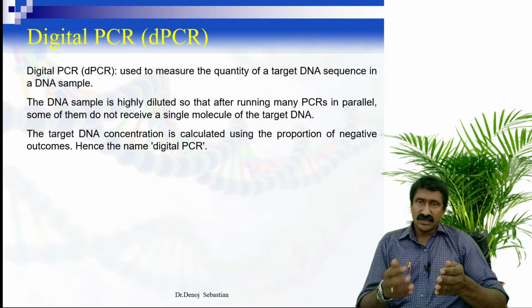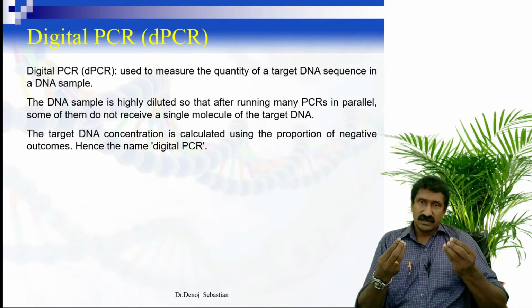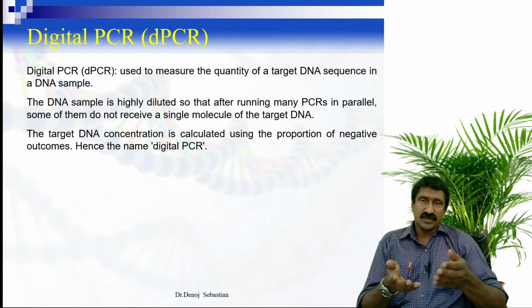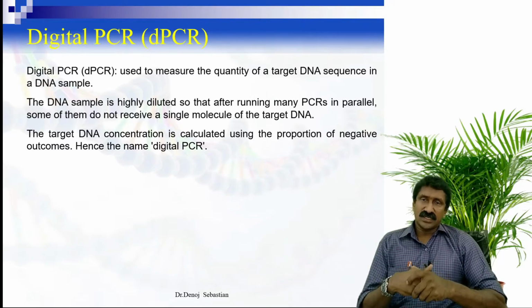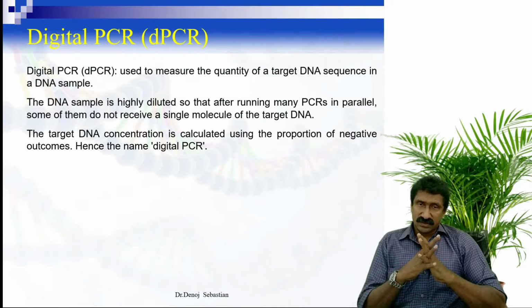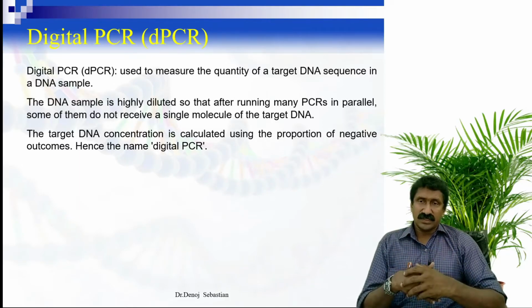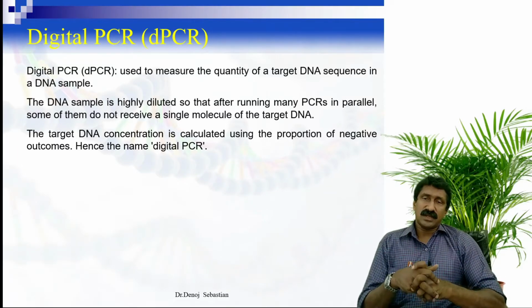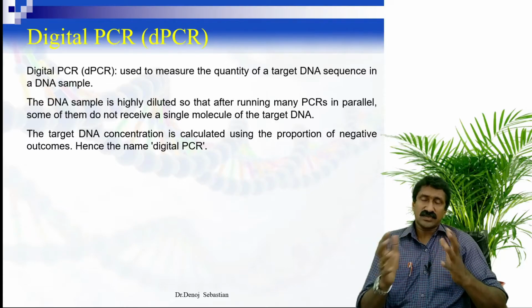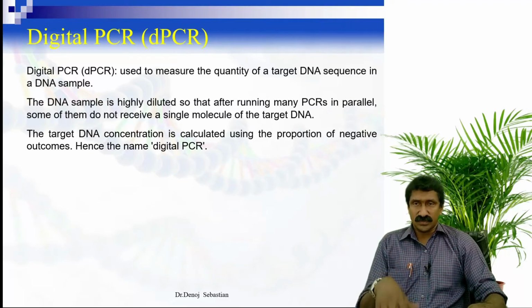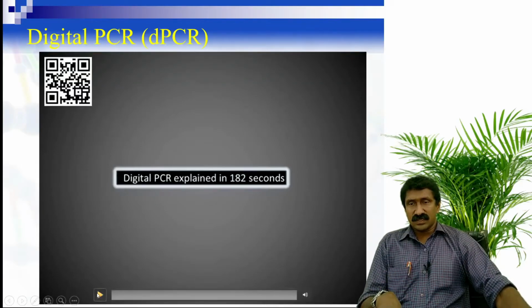So usually the DNA sample is highly diluted, and maybe some of the reactant vials or wells will not receive a single template DNA for amplification. The targeted DNA concentration is calculated using the proportion of the negative outcomes, and hence the name digital PCR. The target DNA concentration is calculated based on the outcomes, which is why it is known as digital PCR. It's a calculated outcome. So you will see another illustration here.